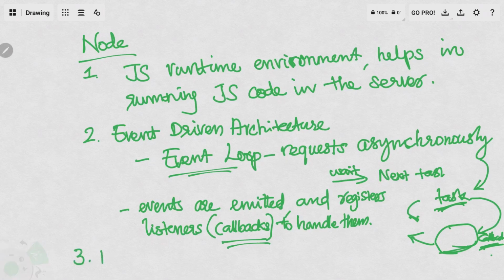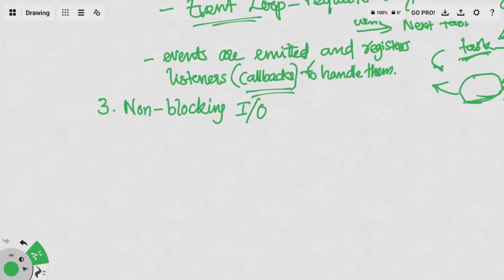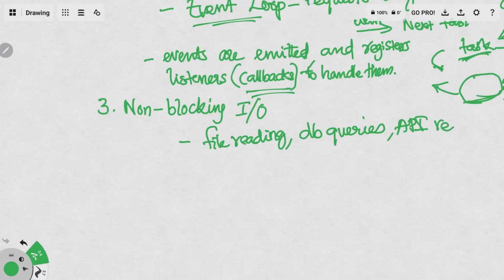Next one is non-blocking IO, input-output. What is non-blocking IO? Node.js uses non-blocking asynchronous IO operations to handle tasks. Example, file reading, database queries, API requests, etc. What do you mean by this? If it is an asynchronous task, it will not block the main thread. File reading, DB queries, API requests, all those should be run as asynchronous tasks, right?